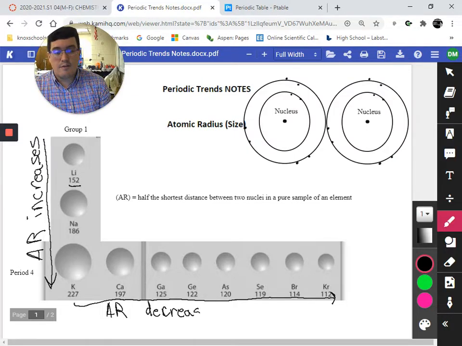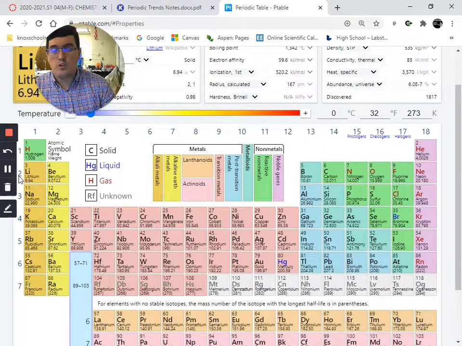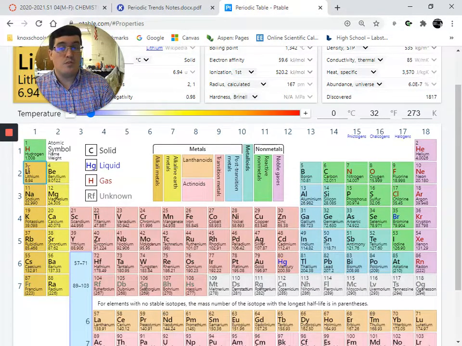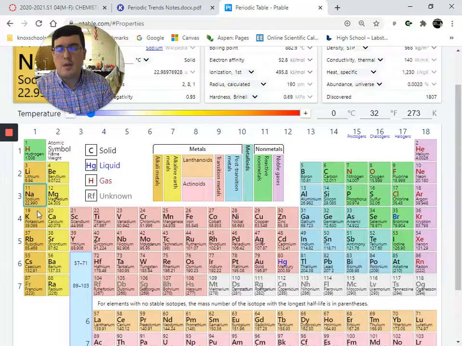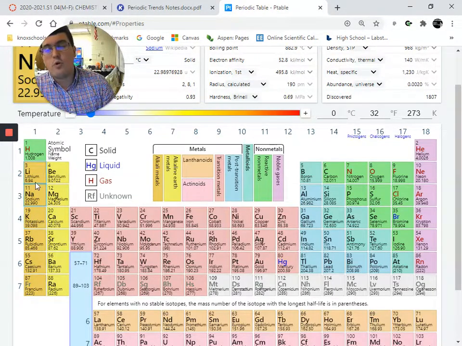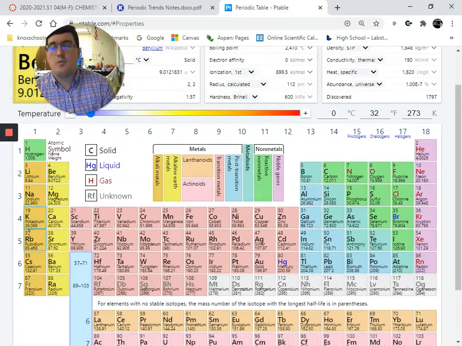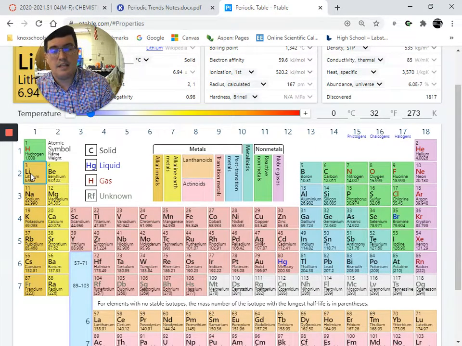Now the reasoning here is as I move from lithium to potassium, what's actually happening is I'm getting more electrons. Lithium has 3 electrons, which are put into 2 levels, which is why it's on the second period of the periodic table. Potassium has 19 electrons put into 4 levels. So there are more levels, there are more electrons in potassium, so they spread out and take up more space than the atoms of lithium do. So potassium has larger atoms than lithium.